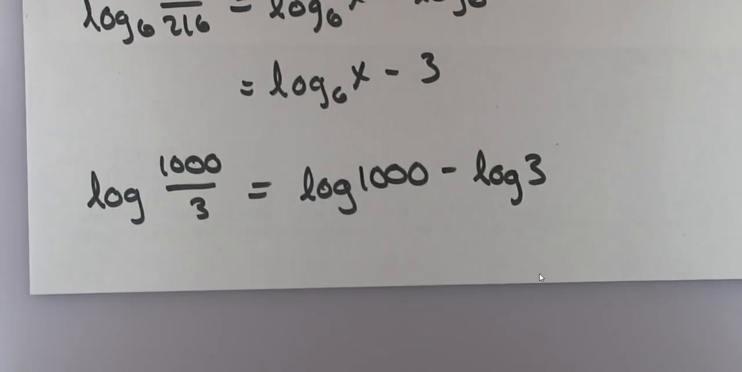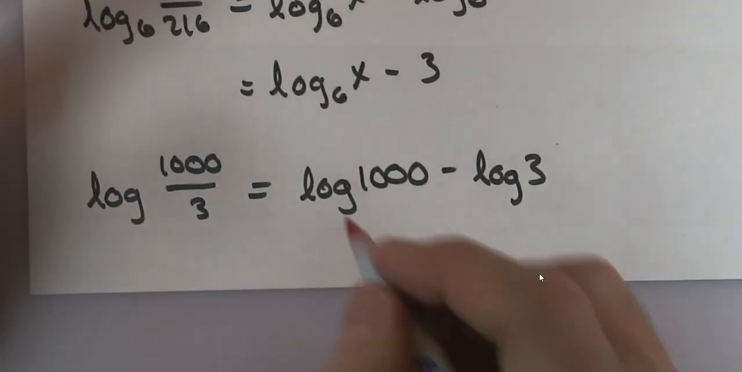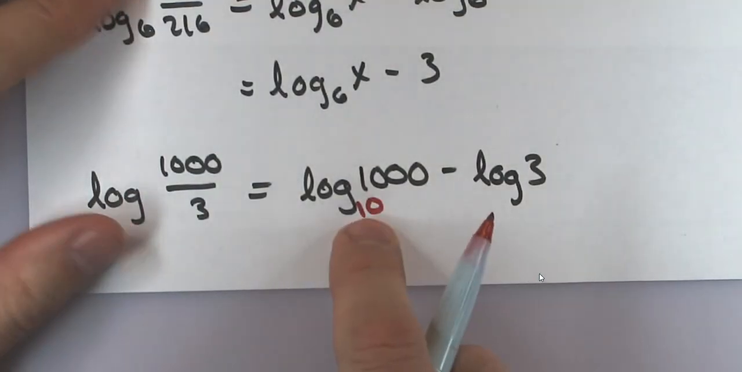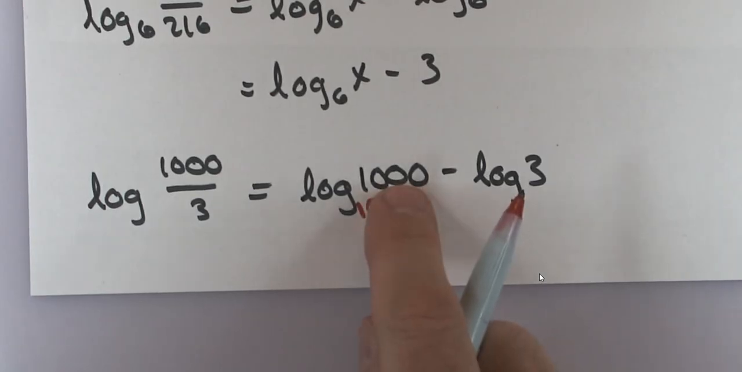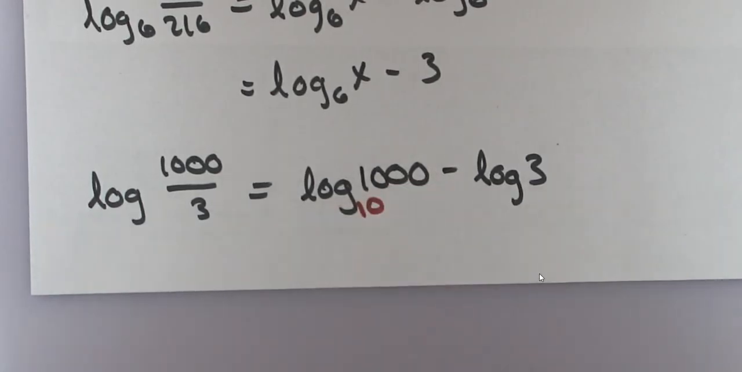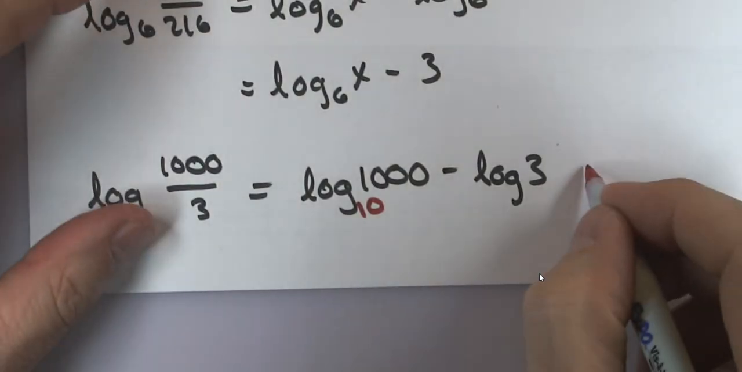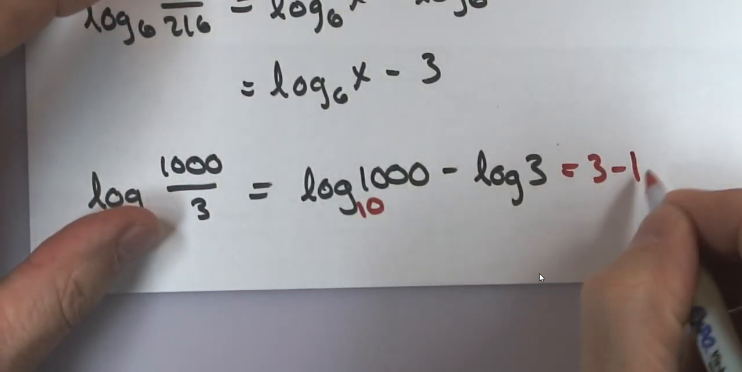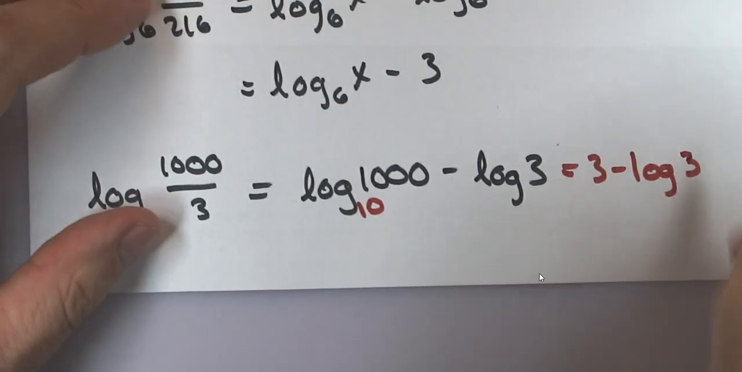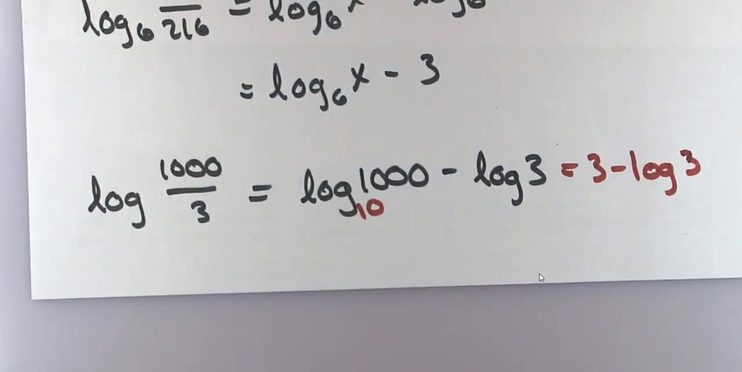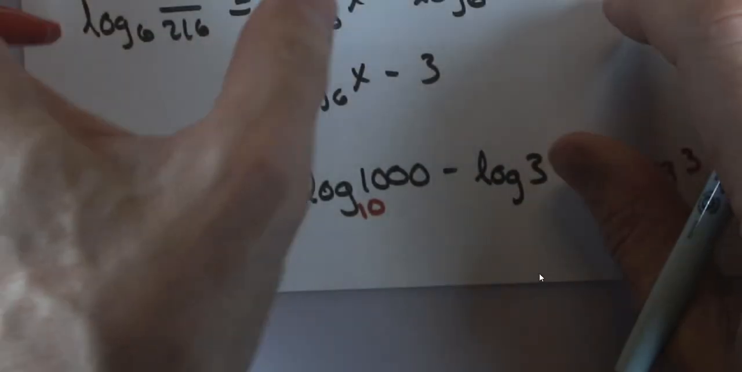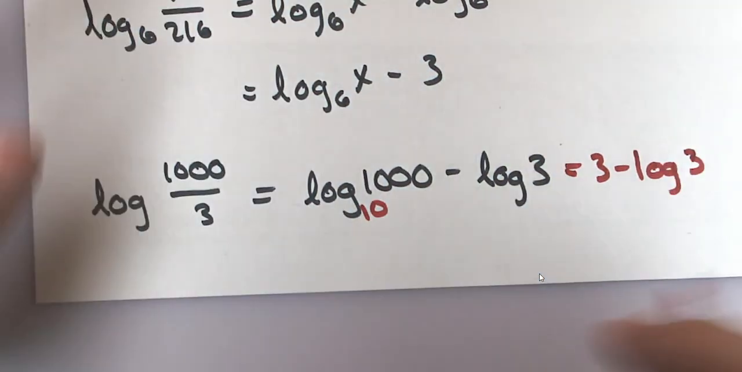Now, it's not really written, but maybe you can do this one in your head. I bet you at least some of you can. And if you can't, that's fine. It's understood this is a base 10. What power of 10 is going to give me 1,000? 10 to the third power. So that'll equal 3 minus log of 3. And you don't have to write the base 10. It's just helpful in terms of thinking about some of these things to write that sometimes. So are we okay with this one?